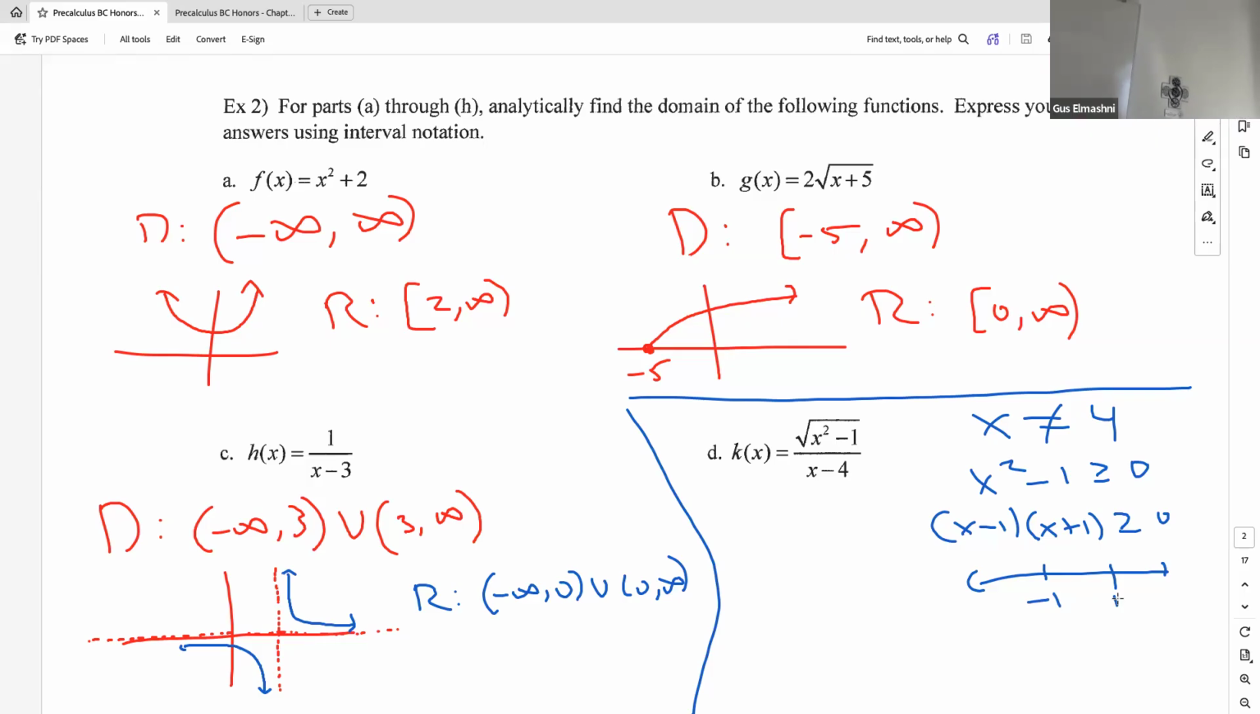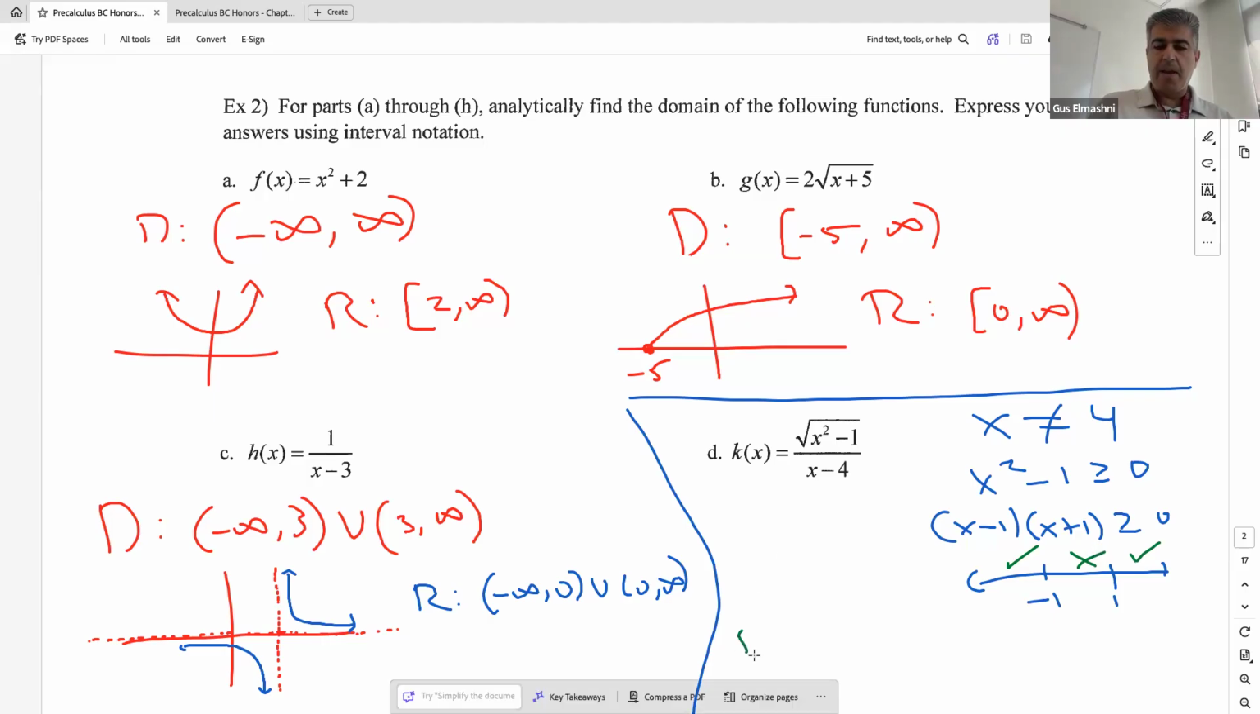From larger than 1, like say 2, is this valid? Yeah, 1 times 3 is greater than 0, so that's valid. From between -1 and 1, like say 0, is that valid? No. From less than -1, like -2, that's -3 times -1, that's 3. So this would check off, and that would not be okay. As Phoenix said, between -1 and 1 is not okay, but greater than 1 and less than -1 is okay.